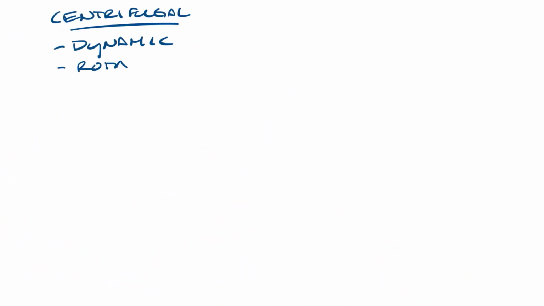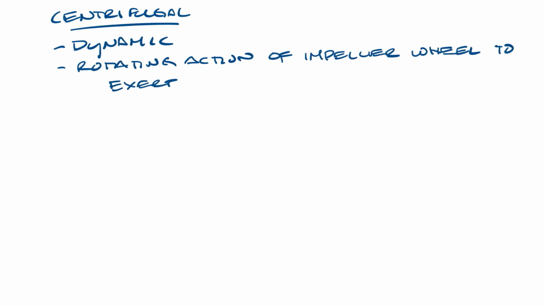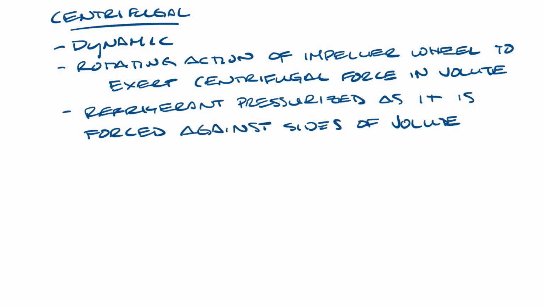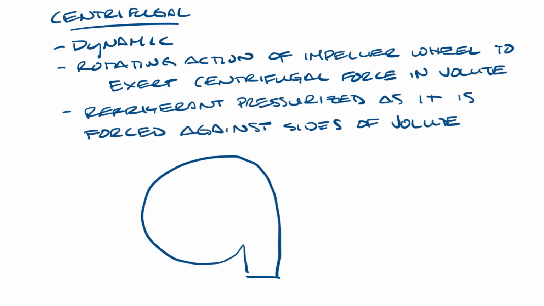Centrifugal compressors are dynamic compressors. A centrifugal compressor uses the rotating action of an impeller wheel to exert centrifugal force on a refrigerant inside a round chamber called the volute. The refrigerant is pressurized as it's forced against the sides of the volute. It looks something like this.